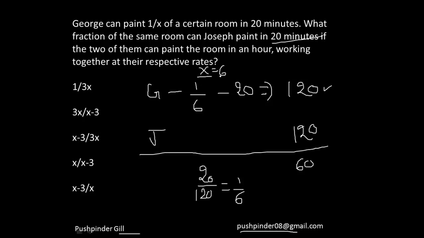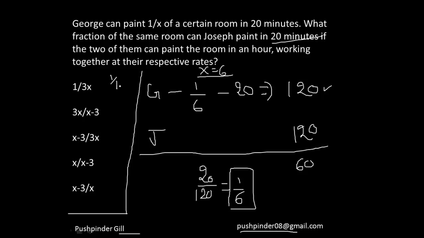So I assumed my x to be equal to 6, and I got that Joseph is going to paint 1/6 of the room in 20 minutes. That means only one of the options over here should be giving me 1/6. If more than one option is giving that, you have to pick another number. So let's go ahead and check that.